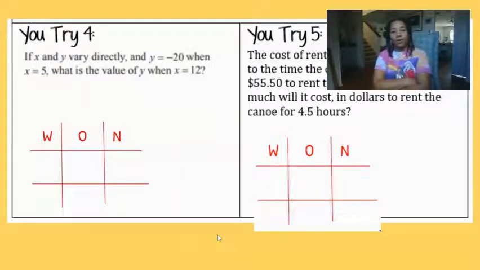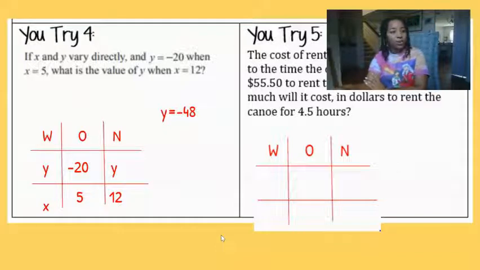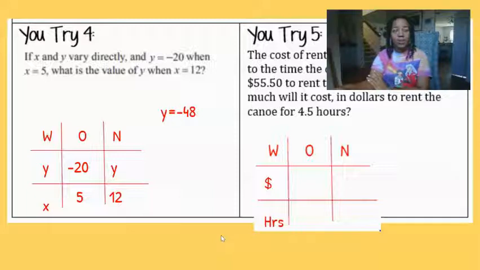Okay, hopefully you stopped the video. So I'm going to click through. All right, so we had our y, which was negative 20. And we don't know what the new y is, so we put y. And then we have our x's. Our original x was 5. And then we know that the new value was 12. You cross multiply. You get 20 times 12, which is negative 240. Divide that by 5, you get 48. Oh, look at that. Okay, the one chart.